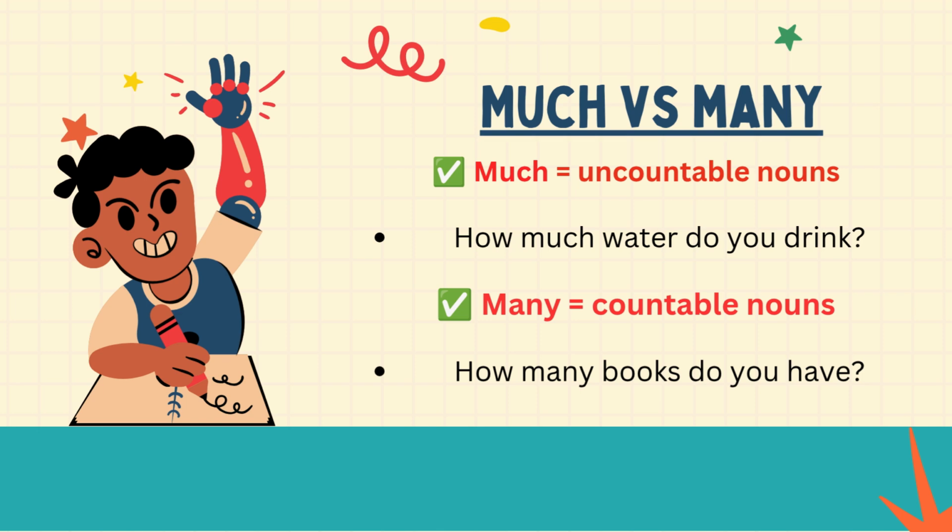What is many? Use many with things we can count. These are called countable nouns. Example, how many books do you have? How many students are in the class? How many apples did you buy? The books, students, and apples can be counted. I will tell you an easy trick. Use much for things you cannot count, and use many for things that are countable.